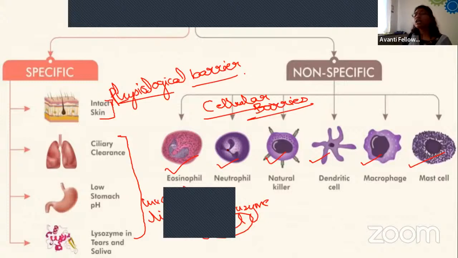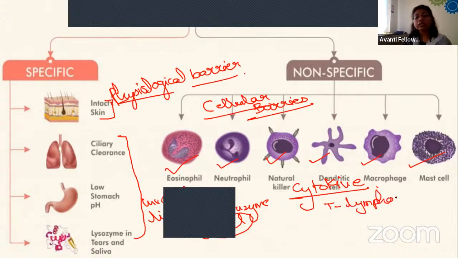If our cellular barrier also becomes irresponsible, or its response becomes slow, then we have the cytokine barrier. That means the secretion made by your T lymphocytes. These are chemical substances which interact with the foreign element or pathogen to encounter them.